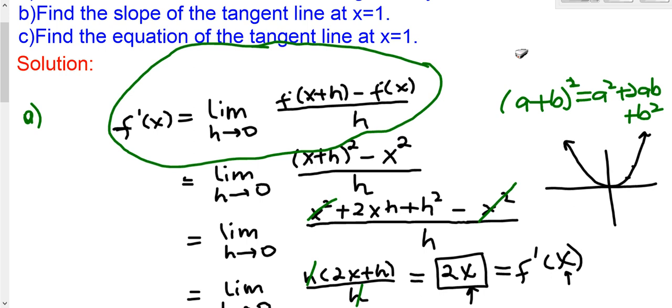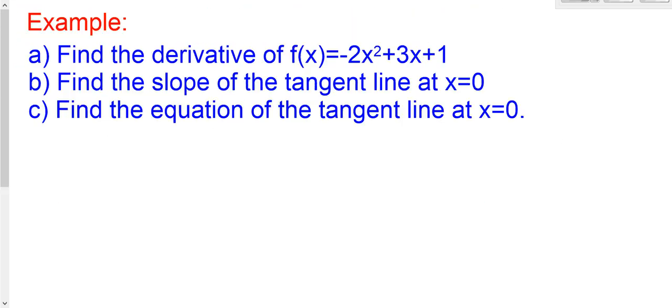So please make sure for the homework in this section, show all the work using this method, and on the test, read the question carefully. If it says show the work using the definition, you've got to do all of this. All right, one more example.